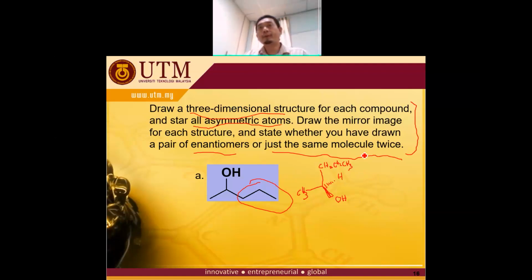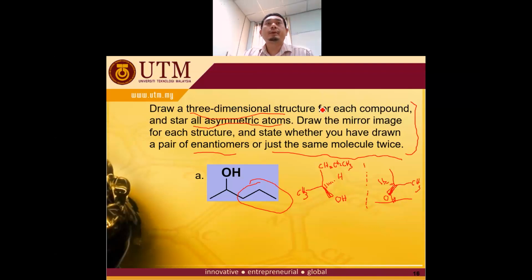And then we have the mirror image. So it should be like this: this one toward us, this one away from us. Then just copy here, right? You get it? OH is an H. Just copy back.